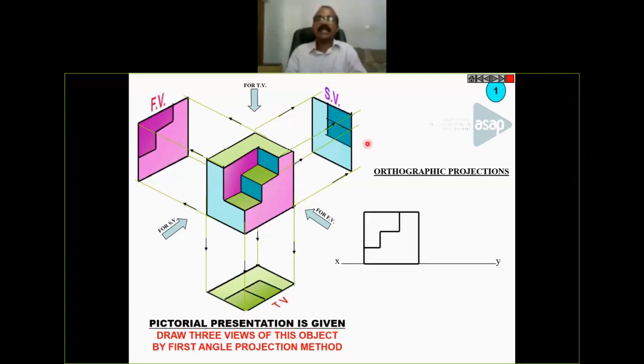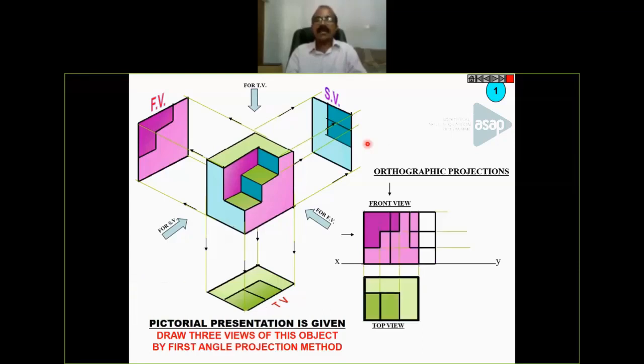XY line, then draw the front view. You have to mark all the points in the elevation, then draw the corresponding plan, then draw the side view.